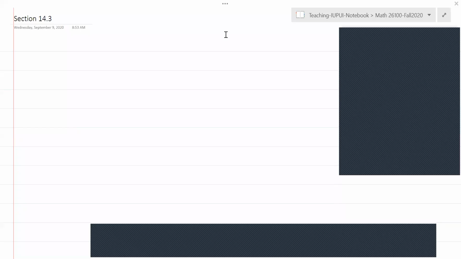Right, so today's lecture is on partial derivatives of functions. Why is it called partial derivatives? Because this is a derivative with respect to a variable.